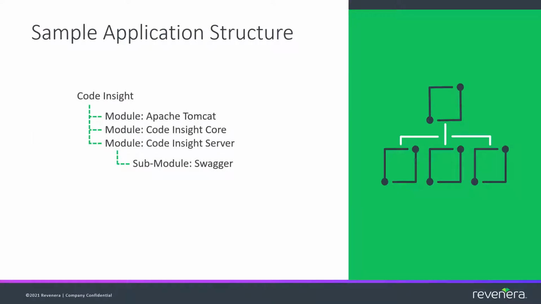Here you see a small sample application. As is common practice these days, applications are modular and made up of blocks of functionality, making it easier to reuse code across multiple applications. As you can see, a simplified Code Insight application contains three modules: Apache Tomcat, Code Insight Core, and Code Insight Server. The Code Insight Server module itself then has a submodule, Swagger, used for API documentation. The product demo will use this application as an example.